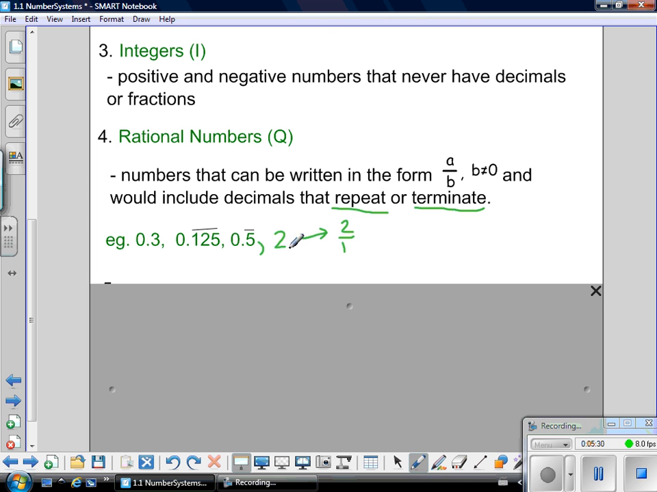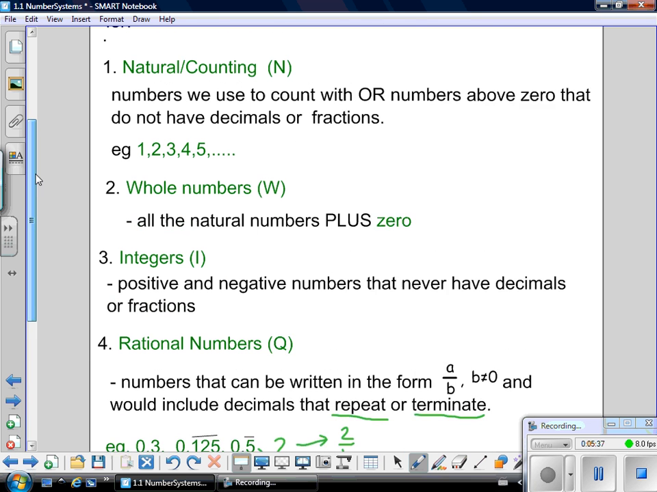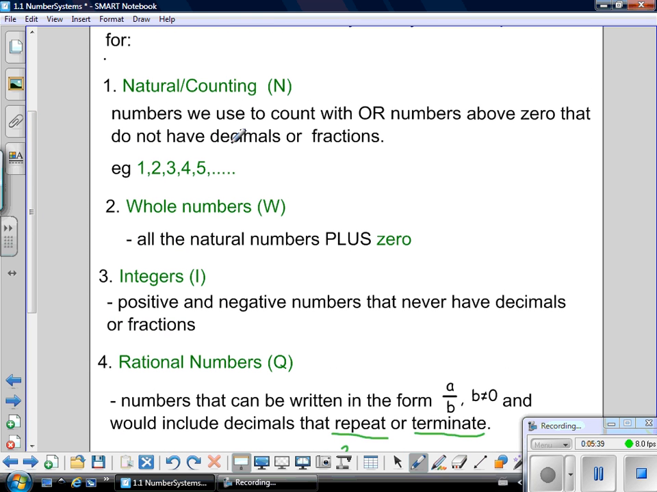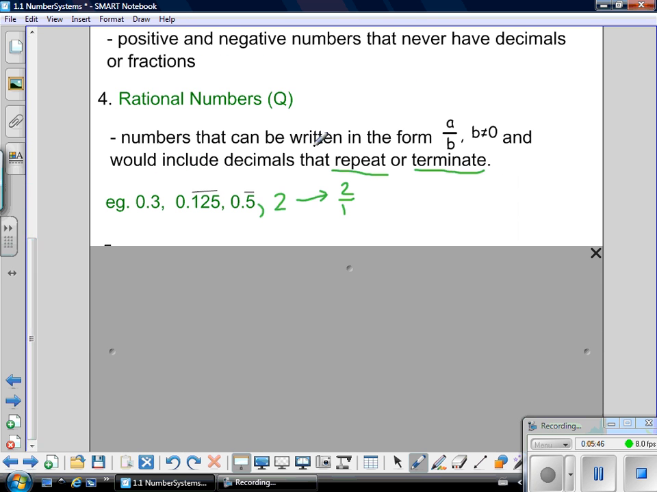Now, notice 2 is also an integer, right? And it's also a whole number, and it's also a natural counting number. So sometimes numbers can fit into more than one category. Okay, so that's what rational numbers are.